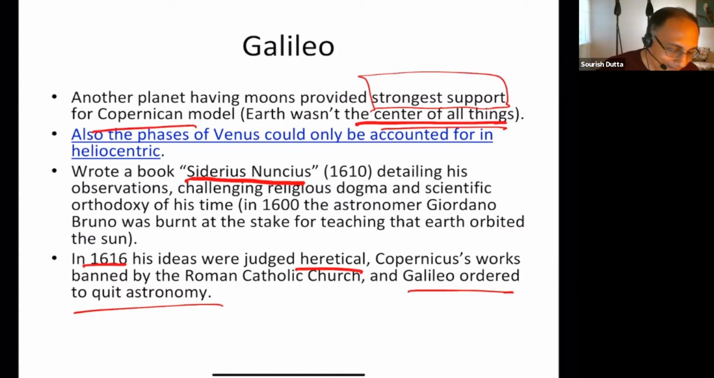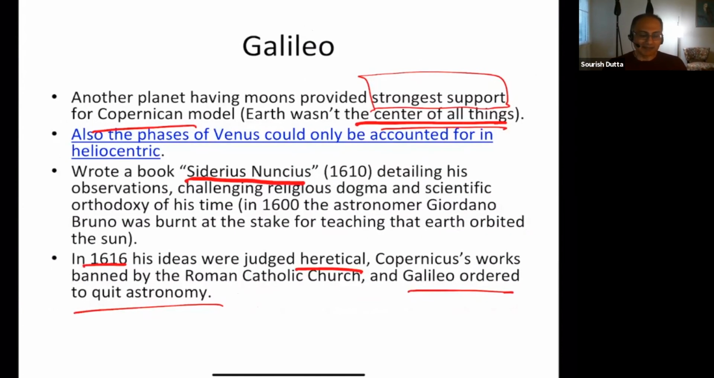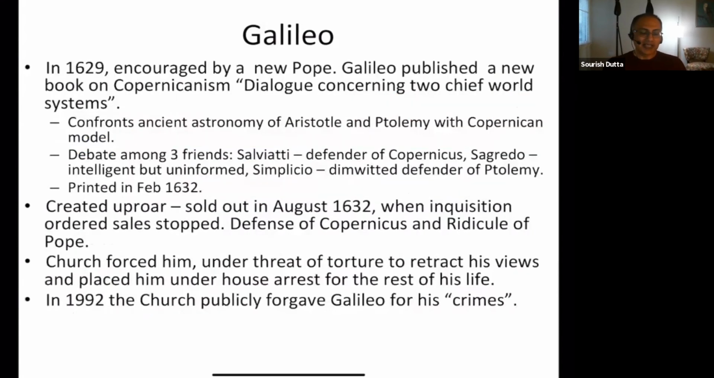All right, so that kind of damped Galileo's efforts when the Catholic Church stepped in and ordered him to quit astronomy. Now, in 1629, 13 years after this happened in 1616, there was a new pope. And the new pope was actually a friend of Galileo.